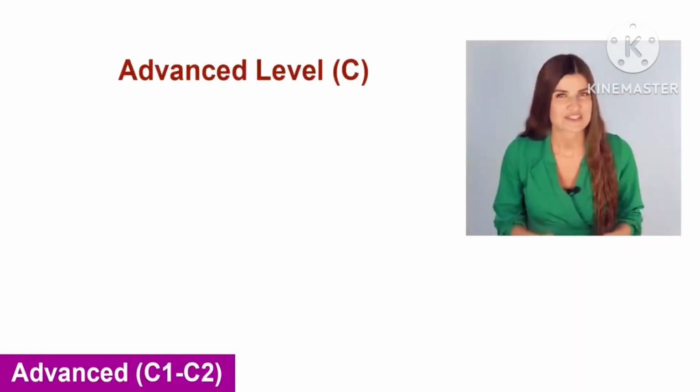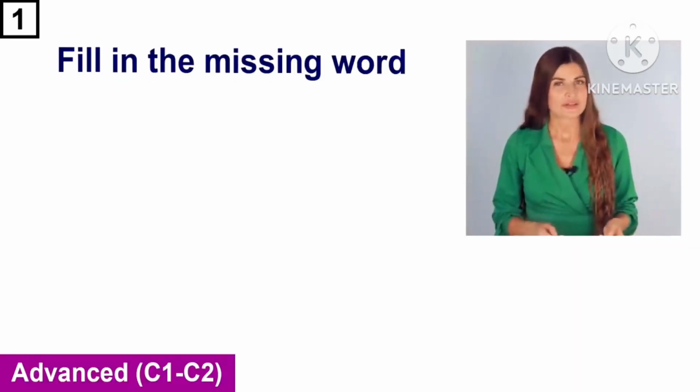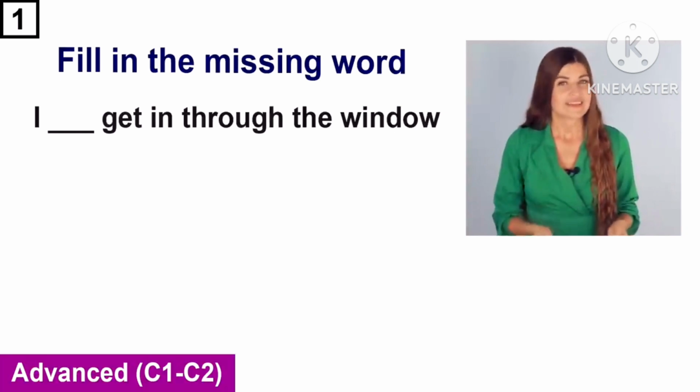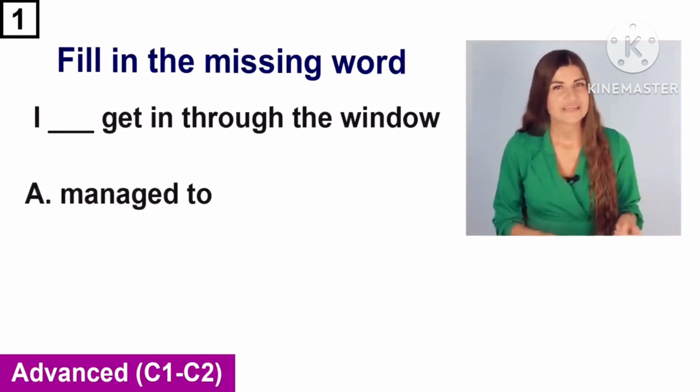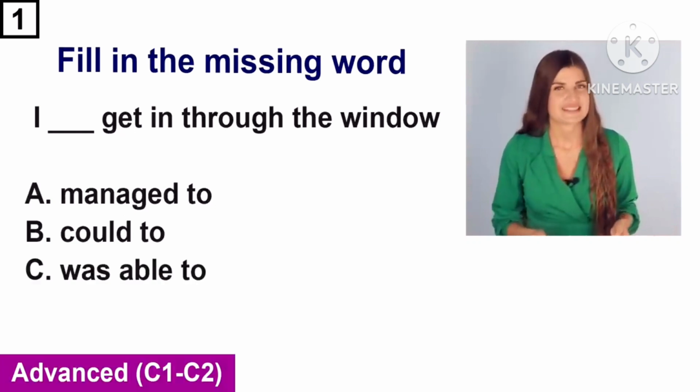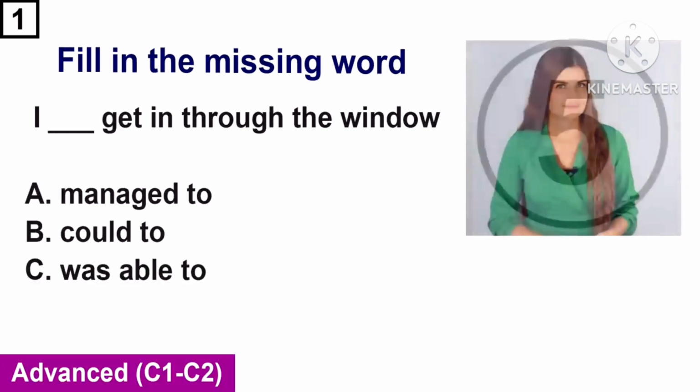Now it's time to move on to the advanced section. In this part, I'm gonna give you 10 challenging questions, so get ready. Let's start with the first question. Fill in the missing word. I ___ getting through the window. A, managed to. B, could to. Or C, was able to.